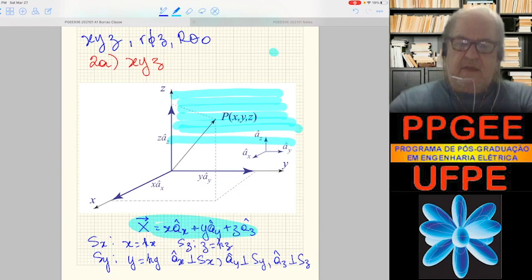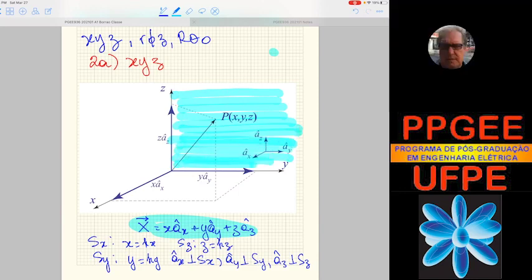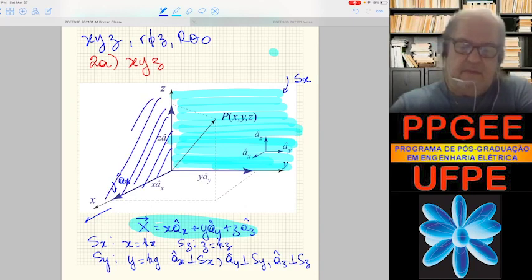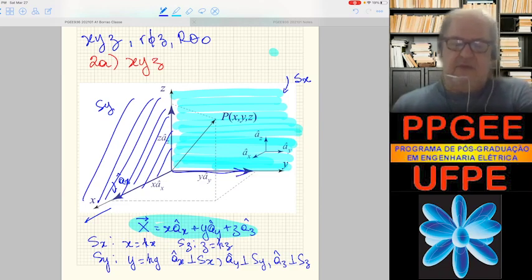SX, X equals K, is this plane here. Right? So we have the versor. In fact, it's already drawn here, AX. It's toward increasing values of X, right? What else? SY is the XZ plane, which is this plane here. AY is the versor orthogonal to SY, toward increasing values of Y.